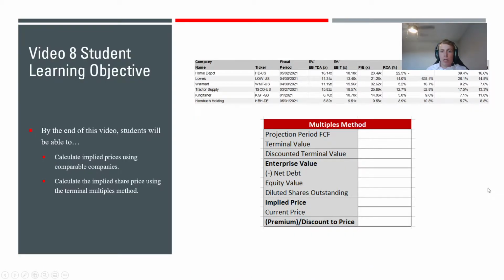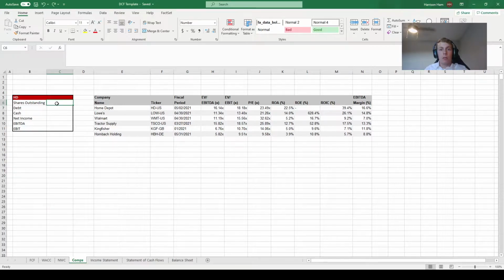First, you're going to calculate implied share prices using the comparables data that you downloaded in the previous video. And then second, you'll be using the terminal multiples method to calculate an implied share price for your company. The first thing we'll do is use the comparables data to calculate implied share prices for our company.